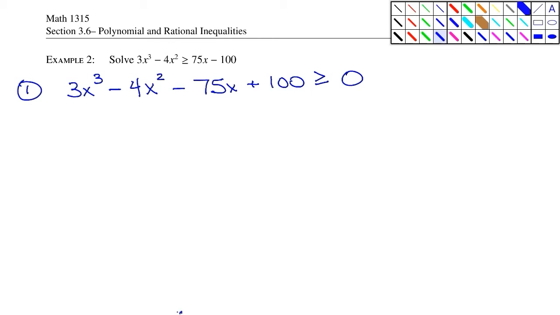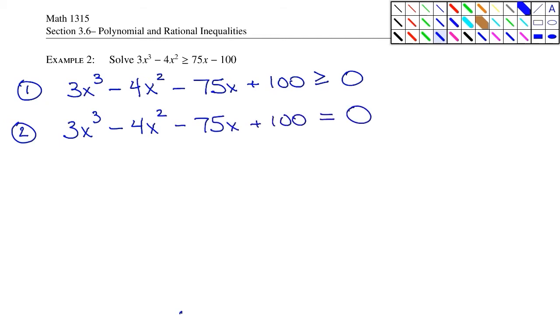Step 2 is to create the equality. So we have 3x cubed minus 4x squared minus 75x plus 100 is equal to 0. And now we want to solve this equation. Well, I notice right away that this is an equation that will factor by grouping. So I'm going to group the first two terms and the second pair of terms.